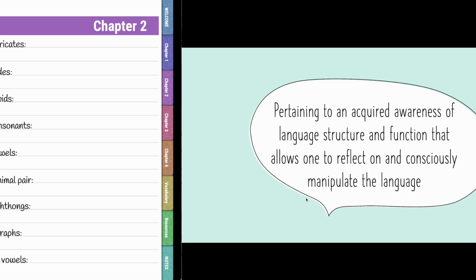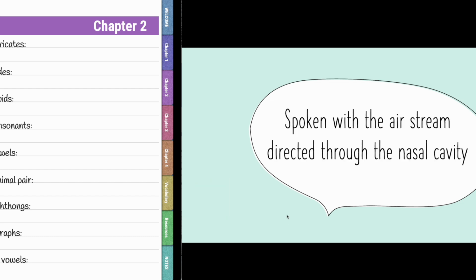So now, anything pertaining to an acquired awareness of language structure and function that allows one to reflect on and consciously manipulate the language is thinking about your speaking. So if you remember any trainings about thinking about your thinking, or thinking about what happens to you processing information, that is metacognition. This is metalinguistics. You're thinking about your speaking.